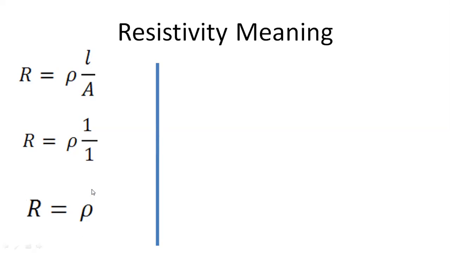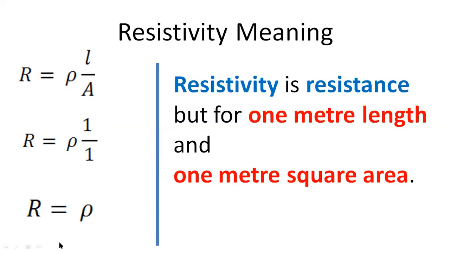So definitely we can use this for a definition. Resistance and resistivity become equal when we take length as 1 meter and area as 1 meter square. The equal to sign means resistance and resistivity are the same. So we will write down that resistivity is resistance, because you can see the relation here.